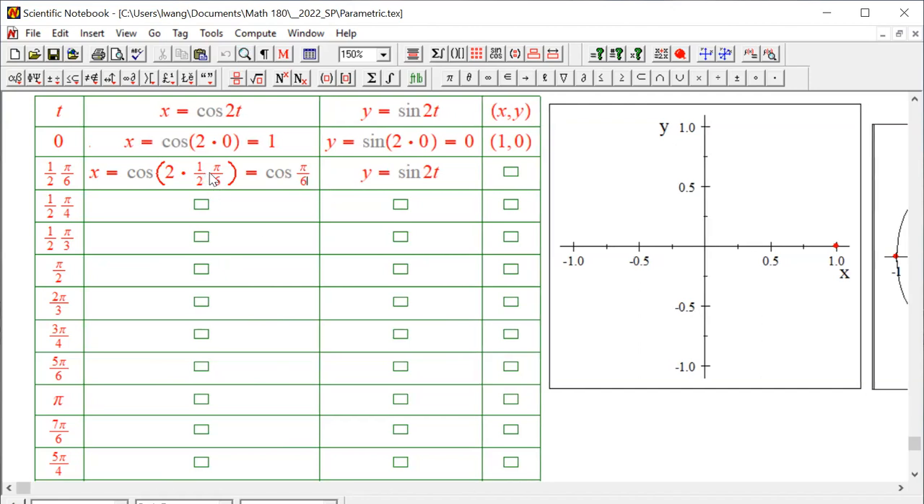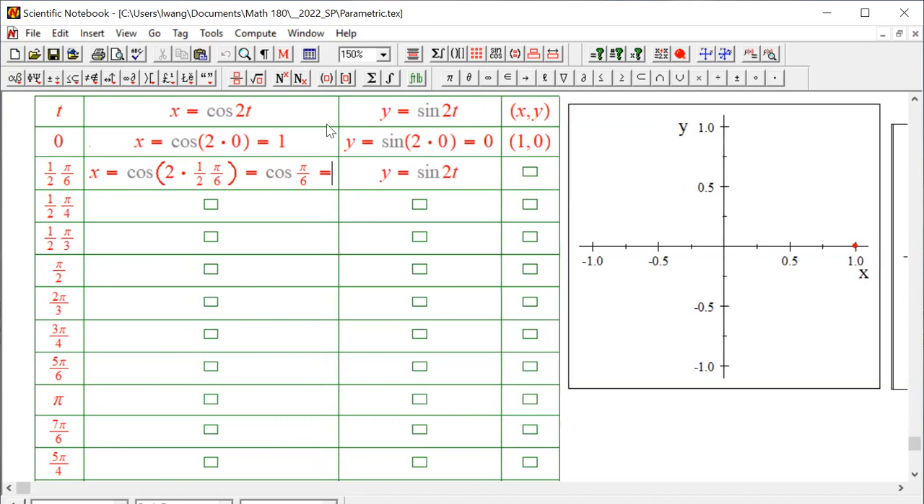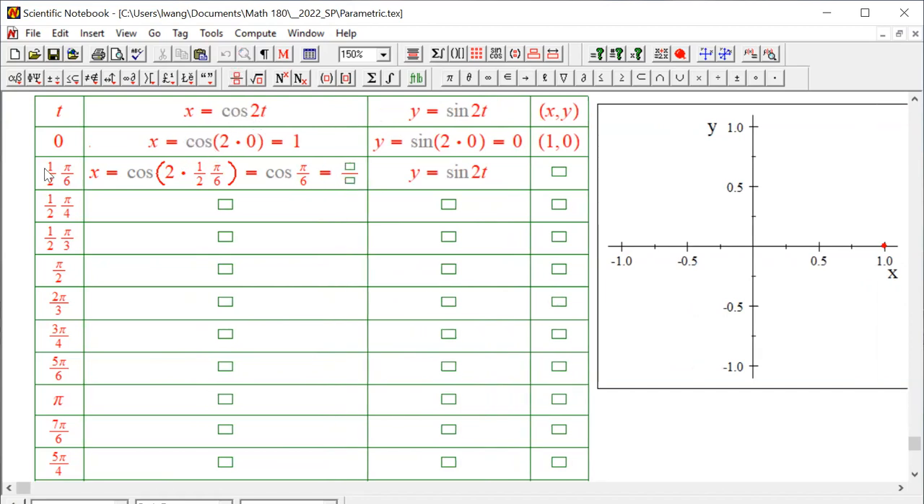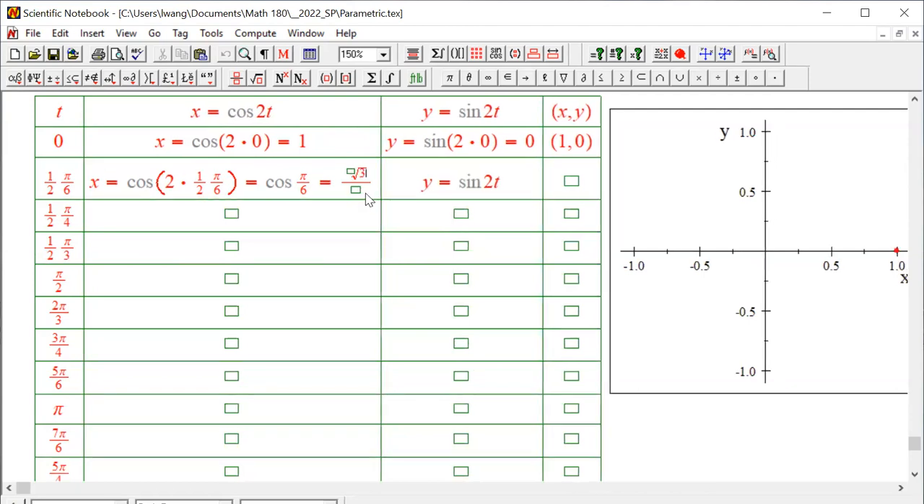So do you see that? With this algebraic manipulation, I choose points accordingly, and this is going to make cosine pi over 6 at time equals half of pi over 6. Think of that amount of time having passed, and that's going to be root 3 over 2.